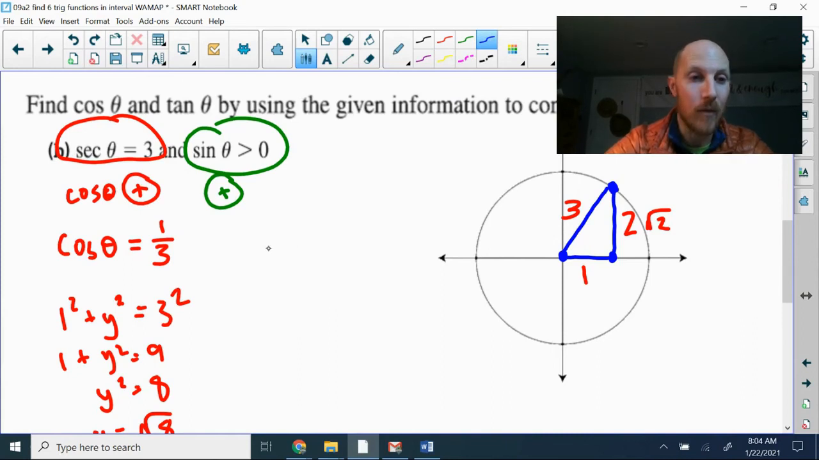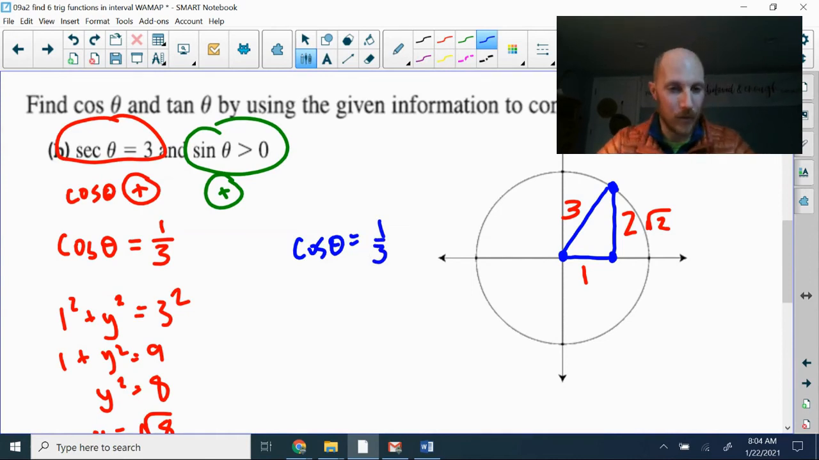So cosine of theta I've actually already found. That's 1/3. I do want to check to make sure whether it should be positive or negative. And so I'm going to go think about this. Since I'm in quadrant 1, everything should be positive, so I don't need to worry about should one of these side lengths actually be negative to match the context of the graph. In this case, everything should be positive, and that's the way I've already labeled it.